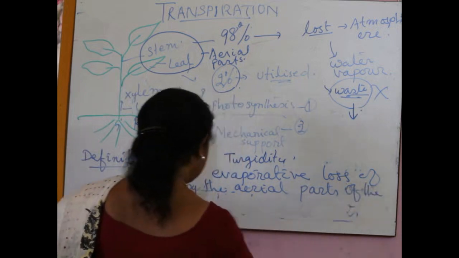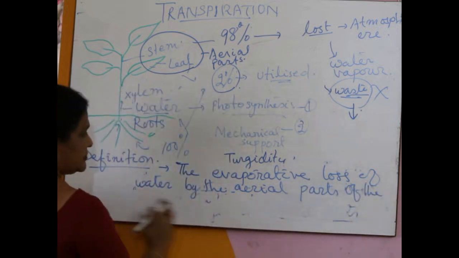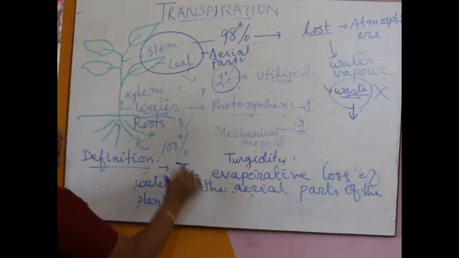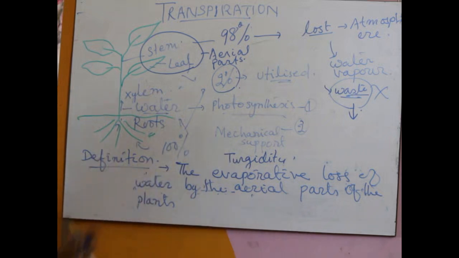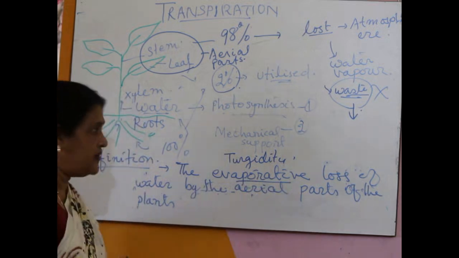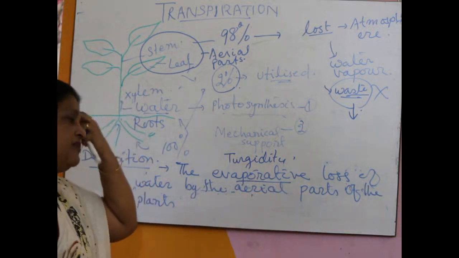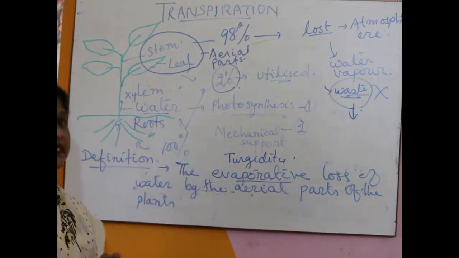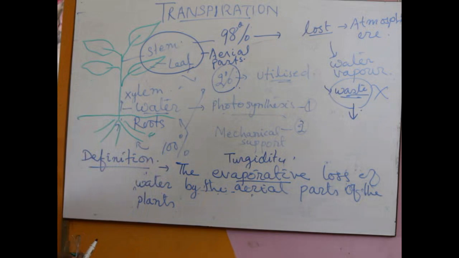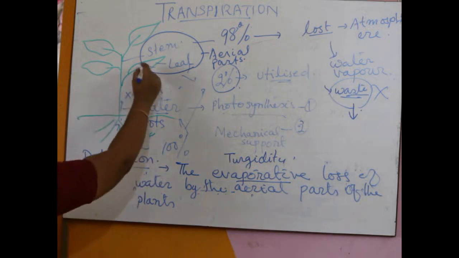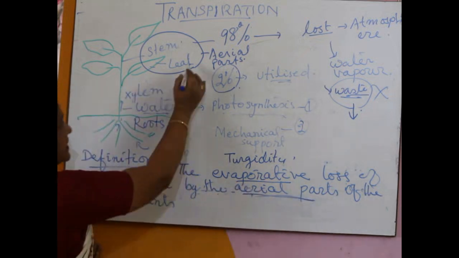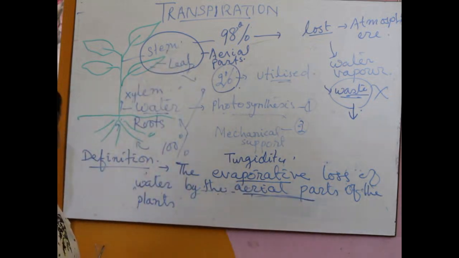parts of the plants, right? So as I told you, this evaporative loss means the loss in the form of water vapor. Now, in the form of water vapor, the water that is lost, okay? I suppose you have written down the definition, right? So the water is lost from the aerial parts. Which are the aerial parts? The stem and the leaf are the aerial parts.